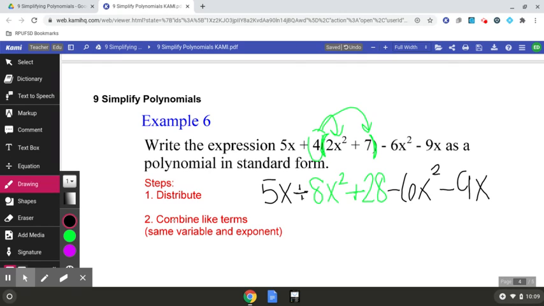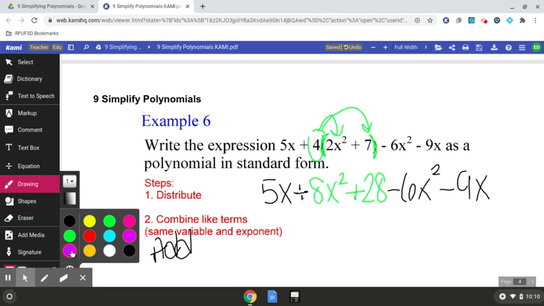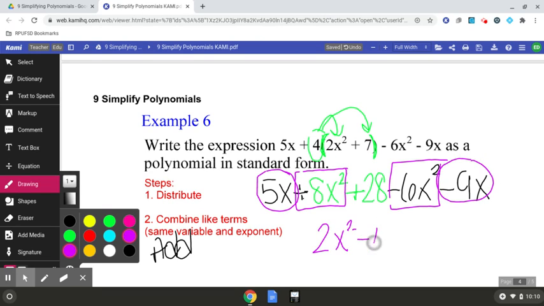Then you're just at the same steps as you were before, where you're going to combine like terms now because you no longer have parentheses. So you're going to now add. Starting with the highest exponent, you have 8x squared and negative 6x squared. So 8 plus a negative 6 is 2x squared. And then we have 5x and a negative 9x, which is negative 4x. And we have a plus 28 that we bring down at the end. And this would be our final answer.